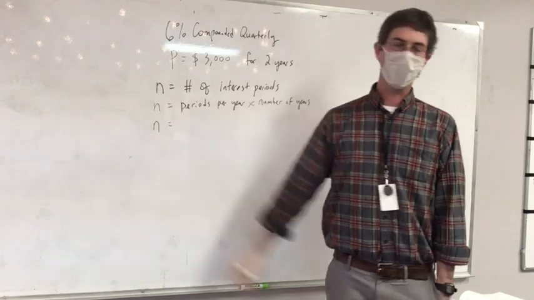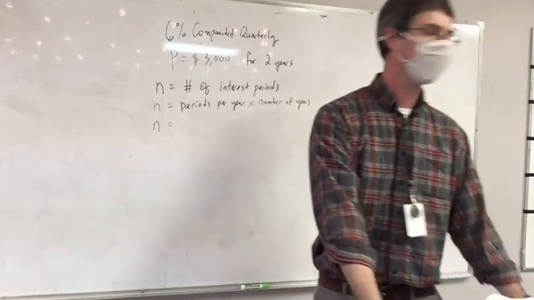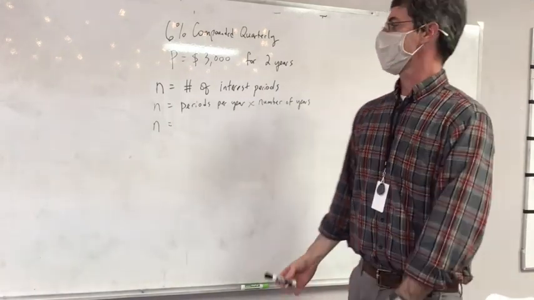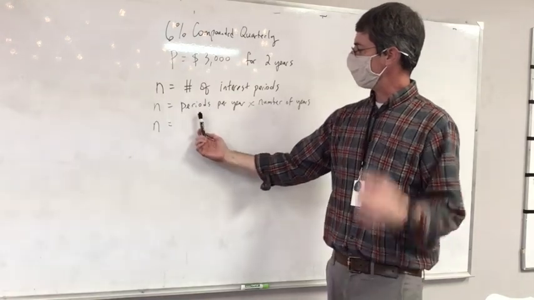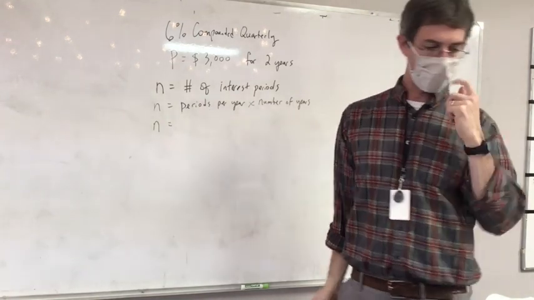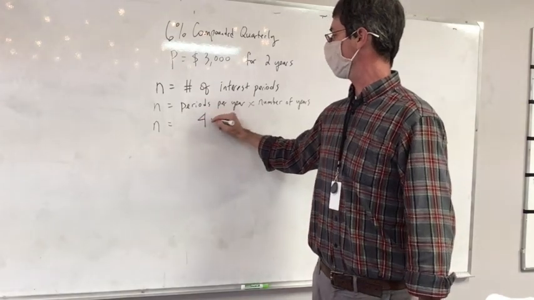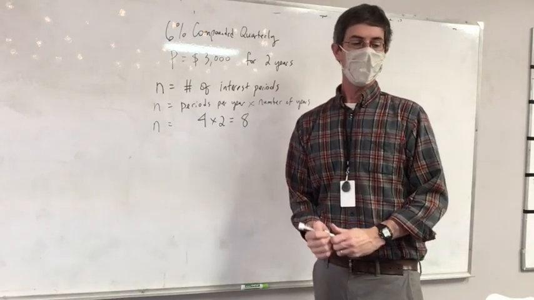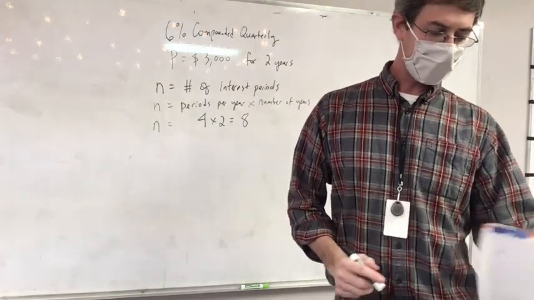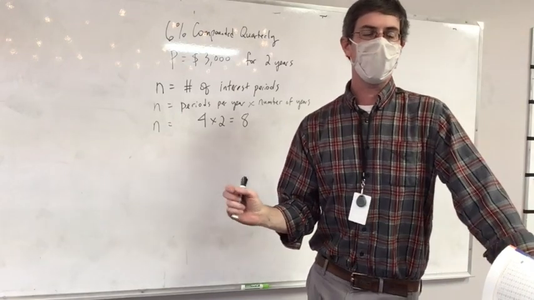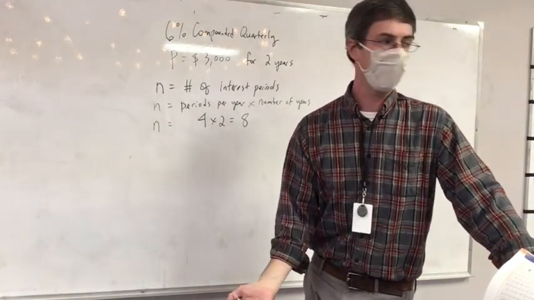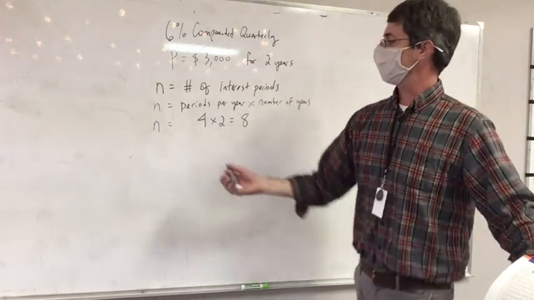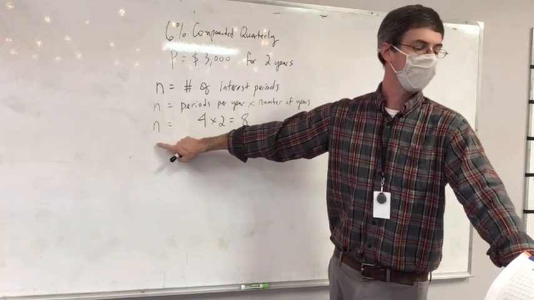If it's compounded quarterly, how many interest periods are there per year? What do you think, Corey? It's compounded quarterly, so there are 4. And then how many years do we have? 2. So our N is 8. Does that make sense? This table isn't specific to quarterly, monthly, or yearly compounding. You could use it for any kind of compound period you want, as long as you figure out what the N is.